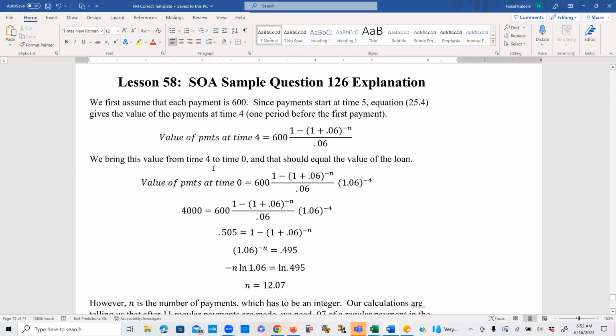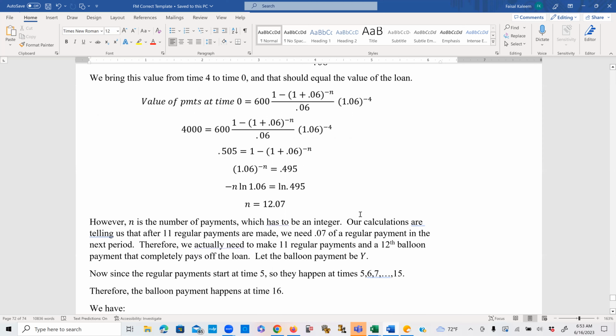And we need to bring this value from time 4 to time 0. So we multiply it with 1 plus i to the negative 4. And so that time 0 value of all the payments should equal the value of the loan, which was 4,000. And so 4,000 will equal 600 times 1 minus 1.06 to the negative n over 0.06 times 1.06 to the negative 4. And here you can divide both sides by 600, then multiply by 0.06, and then divide by 1.06 to the negative 4. And so you get 0.505, and that's equal to this 1 minus 1.06 to the negative n.